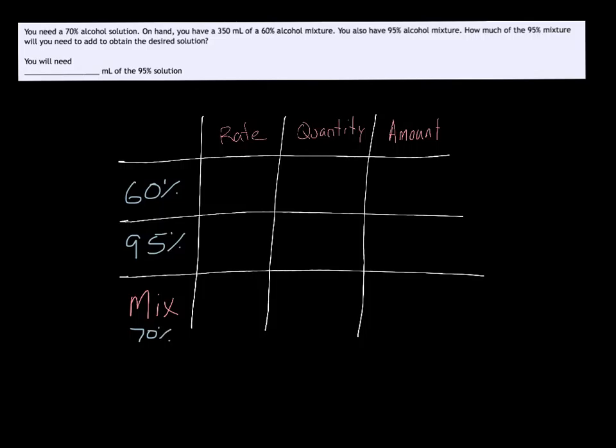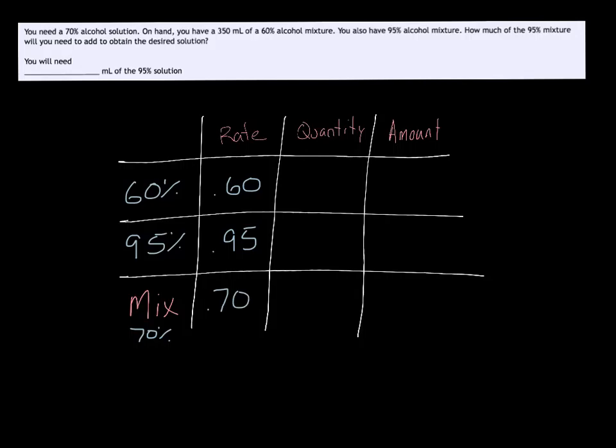Okay, and then the next thing I do is fill out this rate column. In this case, the rate is the percent of alcohol, so this is pretty straightforward. The rate for the 60% solution is 0.60, the decimal version of 60%. The rate for 95% is 0.95, and the final rate is going to be 0.70.